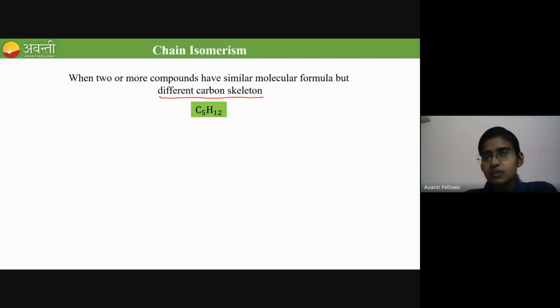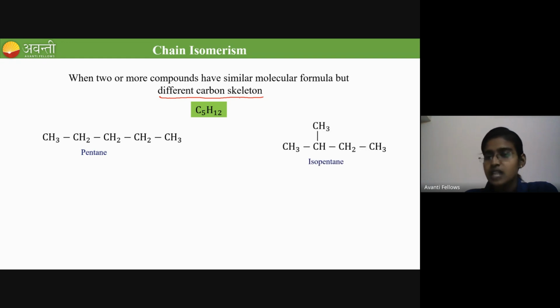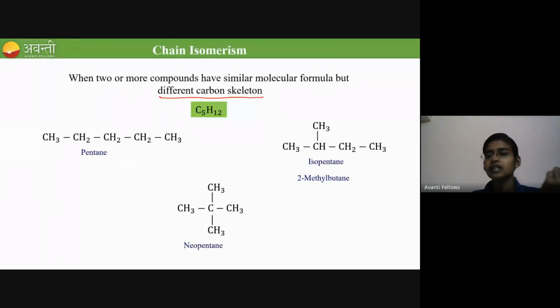There are some isomers existing in pentane. The first is n-pentane, the second is isopentane, and the third chain isomer is neopentane. The IUPAC name of isopentane is 2-methylbutane, which you can see here, and the IUPAC name of neopentane is 2,2-dimethylpropane. I hope you should be able to give the IUPAC names for the given compounds, right?